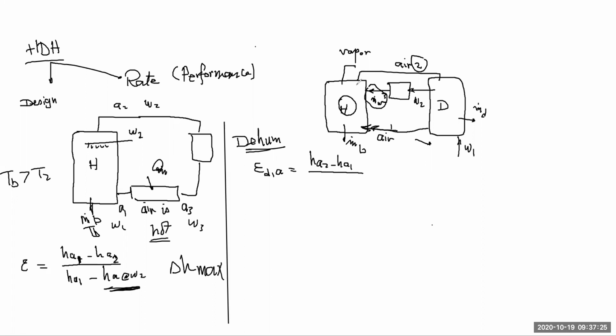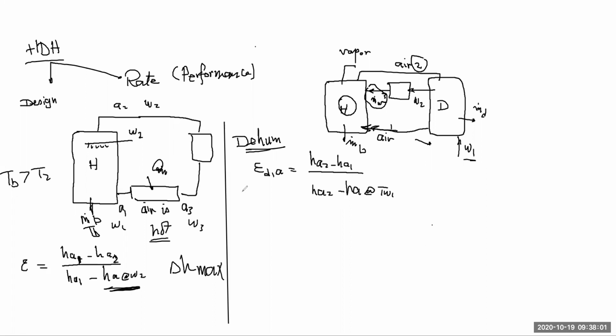H air 2 here is coming with a certain known value, which is... what is going to happen here? Air is going to be cooled down, so it will be the inlet condition as is, and air is going to be cooled to the lowest temperature, if I'm talking about a 100% ideal situation, which is the inlet water temperature. So this is going to be H air at T water 1.